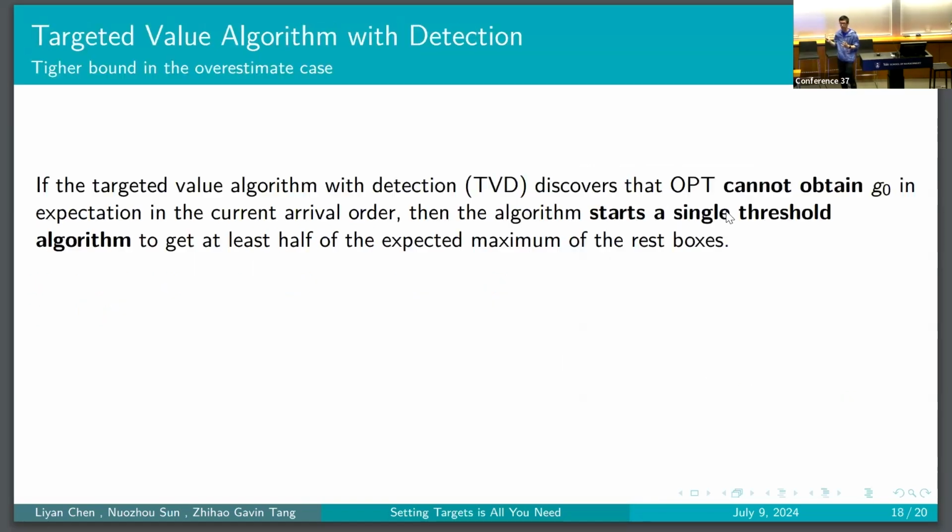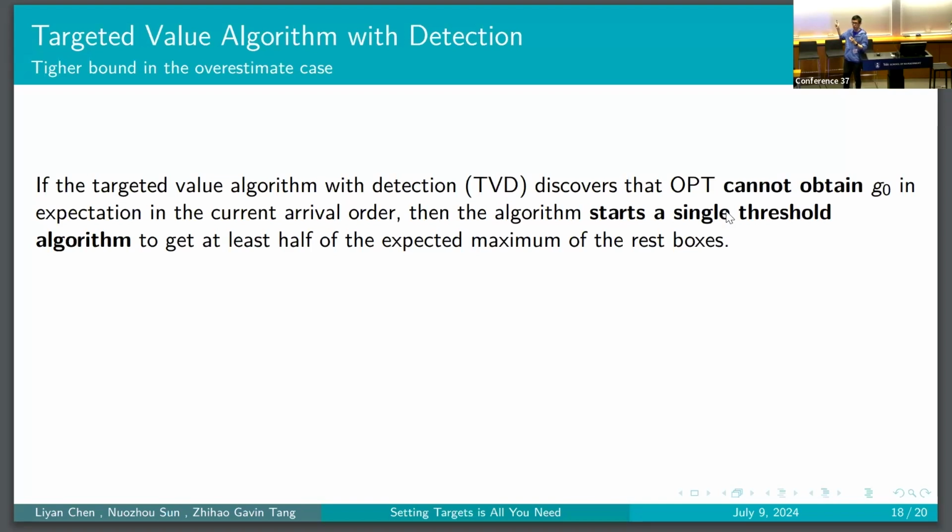And also, we have some improvements to our algorithm. These improvements get a better bound in the overestimate case. This algorithm is named the targeted value algorithm with detection. If this algorithm discovers that the optimal algorithm cannot obtain G0 in expectation in this arrival order, which means even if the rest of the boxes come from the optimal order we still cannot obtain G0, then we will give up the original algorithm and start a single threshold algorithm to get at least half of the expected maximum of the rest of the boxes.